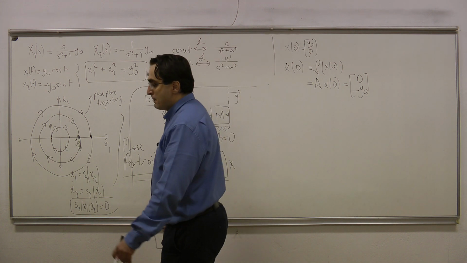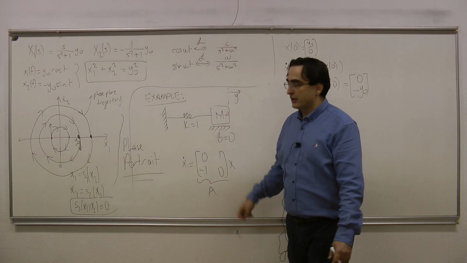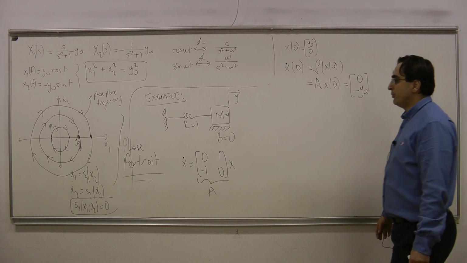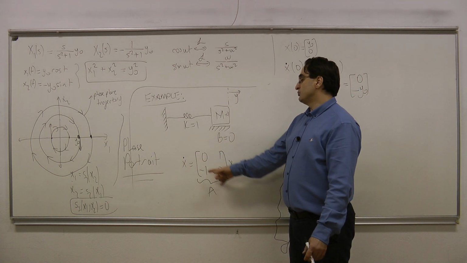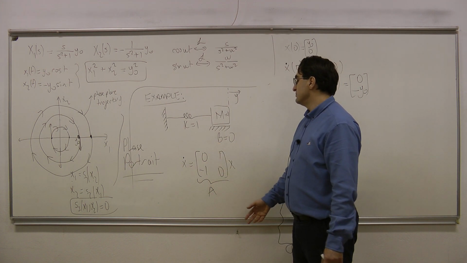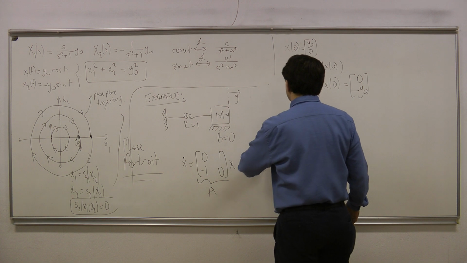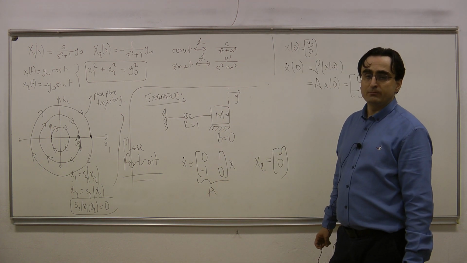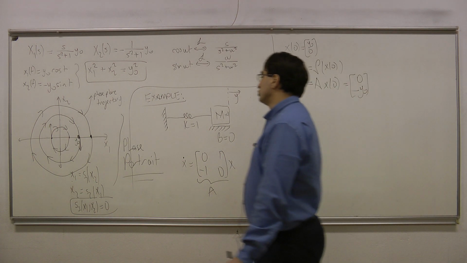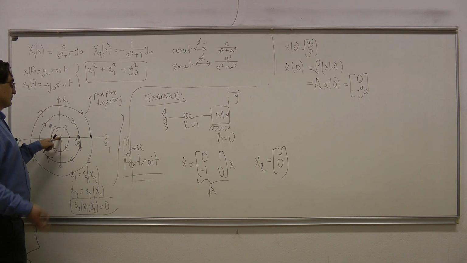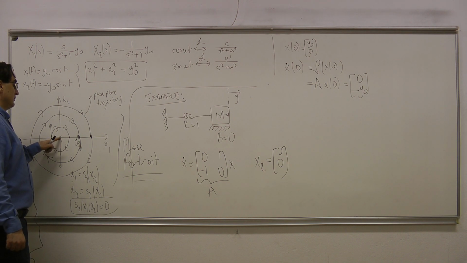So the last question here, what is the equilibrium point of this system? For the equilibrium point, just look at the determinant of this matrix. We see that the determinant is non-zero. That means that xe equals 0, 0 is the only equilibrium point of this system. So this equilibrium point is here. When I leave the system here, it's going to remain there forever.